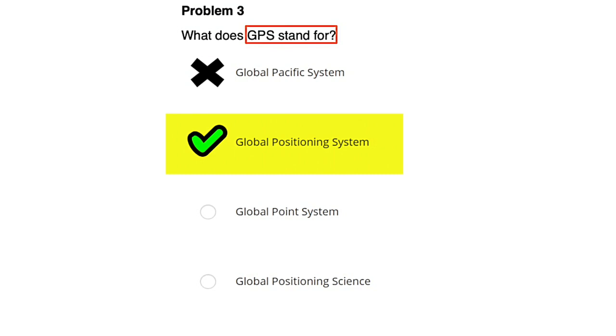Global Point System is not what the acronym GPS stands for. Global Positioning Science also is not what GPS stands for. GPS stands for Global Positioning System.